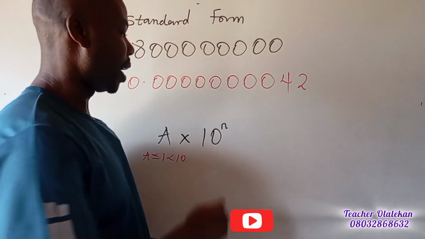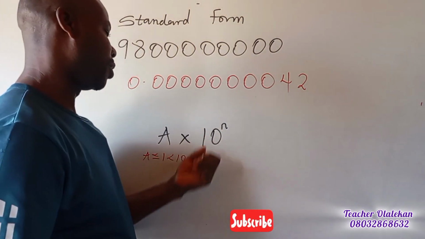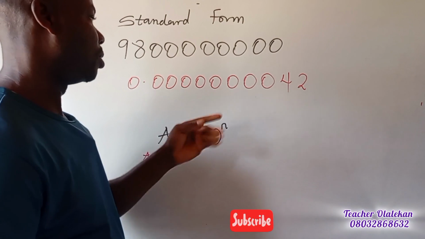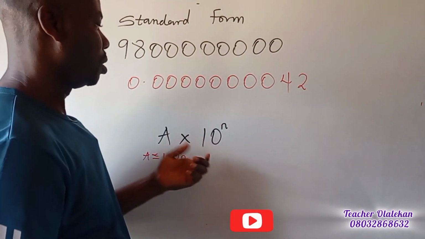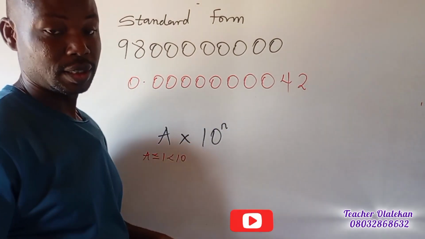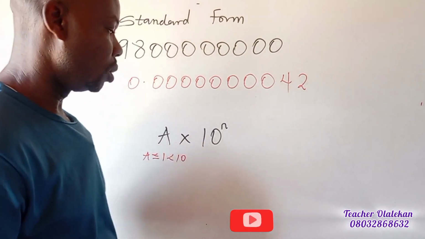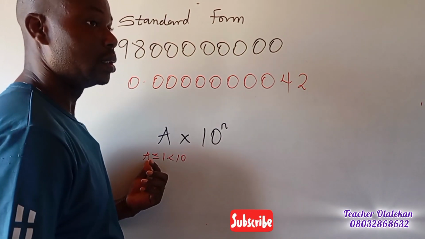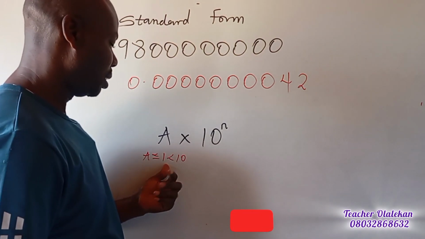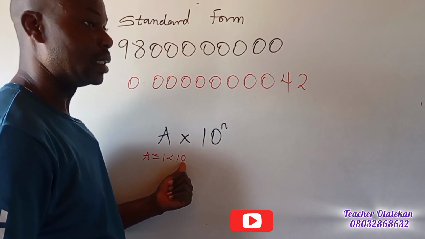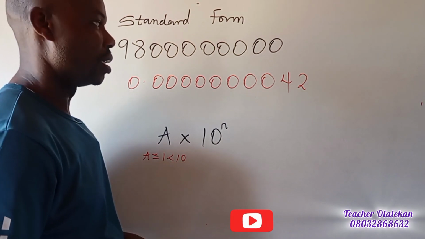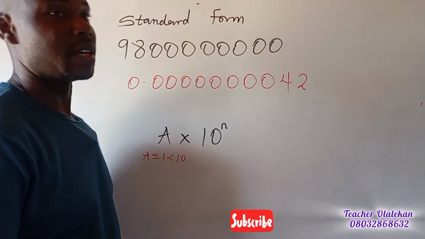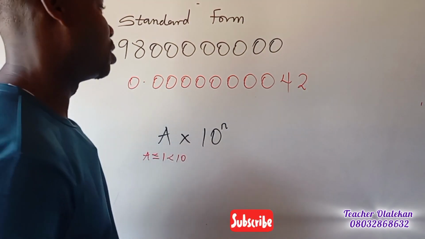And n is the exponent, the exponent of the 10. That is the number of places the point moves, which is what the n stands for. So do not forget, the A in standard form must be greater than or equal to 1 and less than 10. You get it now? It shouldn't be 10 or greater. If it is greater than 10, then your answer is wrong in standard form.